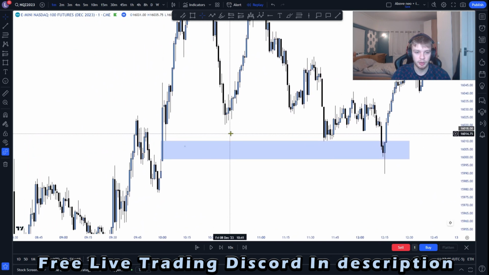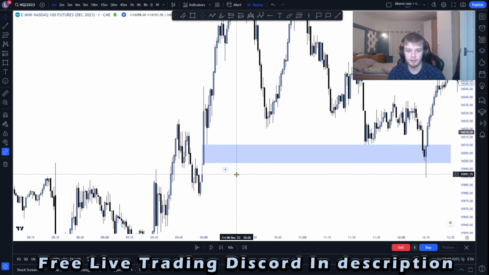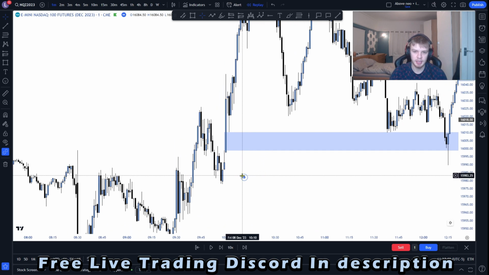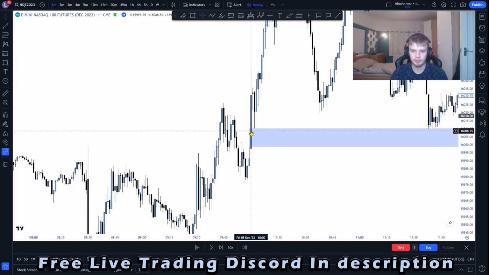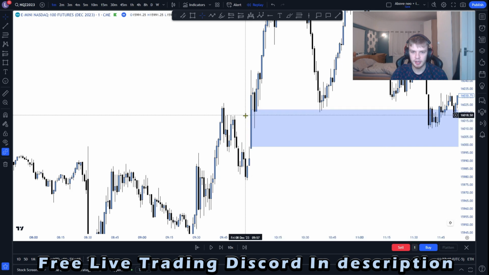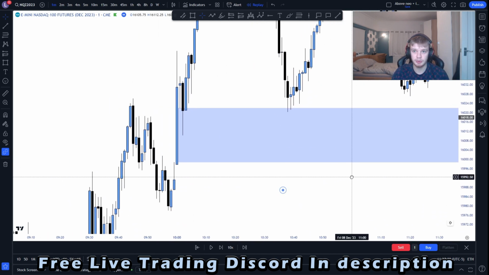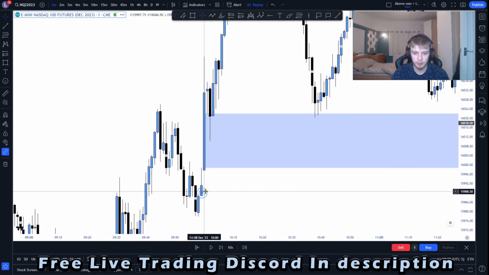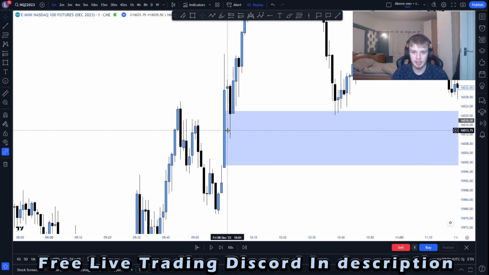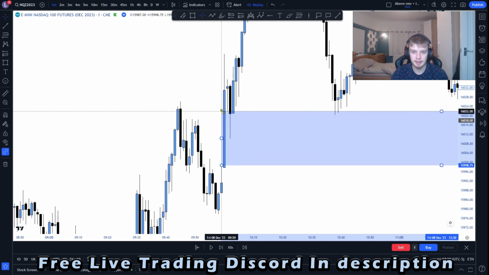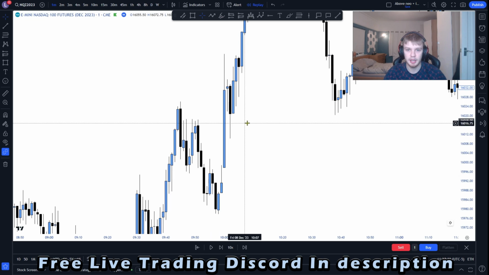Firstly, if you don't know what a fair value gap is, a fair value gap is a 3-candle formation that has an imbalance or a price inefficiency in between it. If we look right here, as you can see, we have 3 candles: candle number 1, candle number 2, candle number 3. The first and the third candle do not touch or connect in any way. So that is a fair value gap right there.